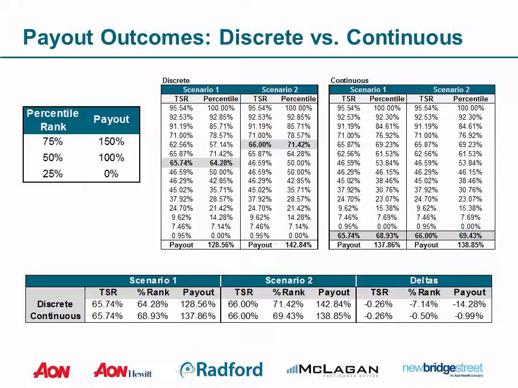In the bottom chart, we summarize the comparison between the two scenarios and the two methods. You can see that a 0.26% change in TSR yields a 14% change in payout under the discrete method and a 1% change in payout under the continuous method. Small changes in TSR like this should not lead to large changes in payout. This is a high-risk design that can be mitigated based on the selection of the percentile rank calculation methodology.